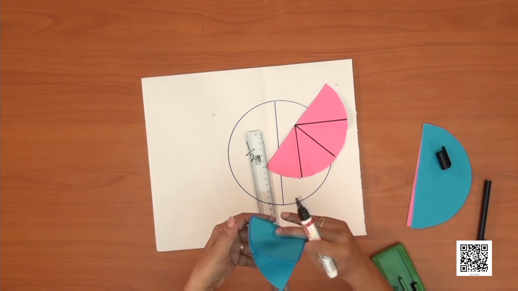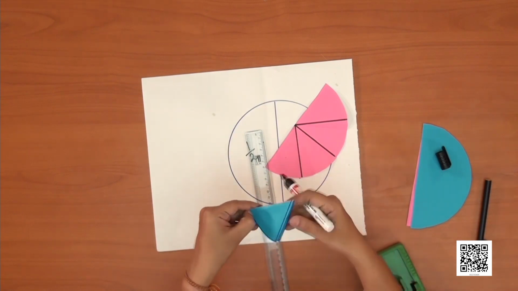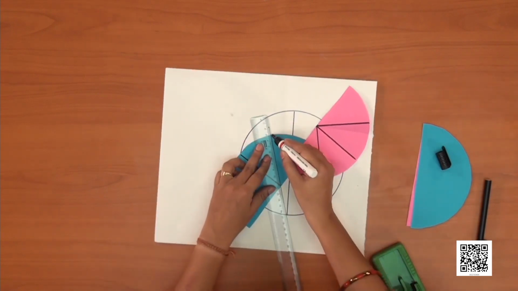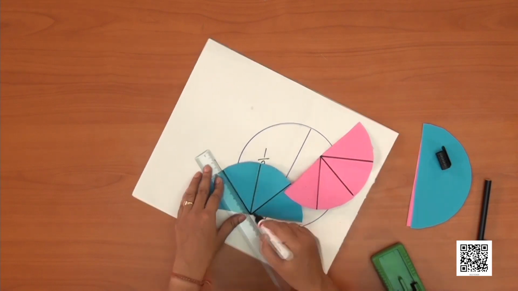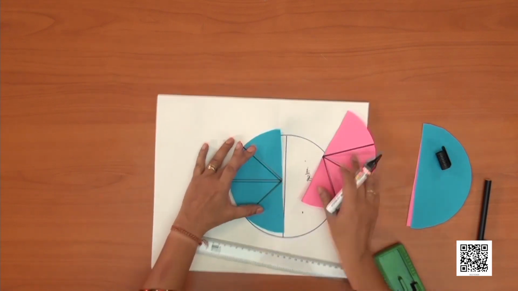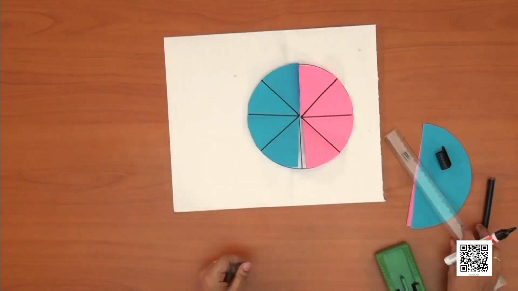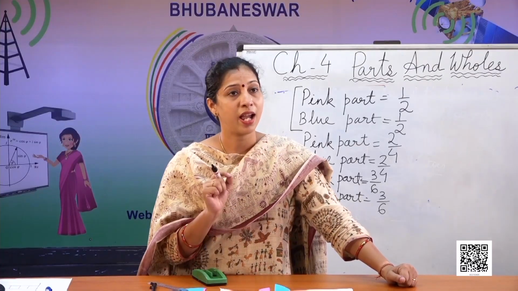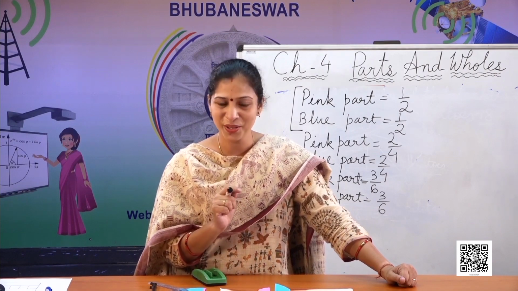Similarly, here also we will divide into 4 parts. The blue one we will divide into 4 parts. So let's see now. Here also we can just put lines 1, 2, 3 and 4. Now the blue part is divided into 4 parts. Even the pink part is divided into 4 parts. Now the question is, how many pink parts are colored and how many blue parts are colored? Can you count on your own?